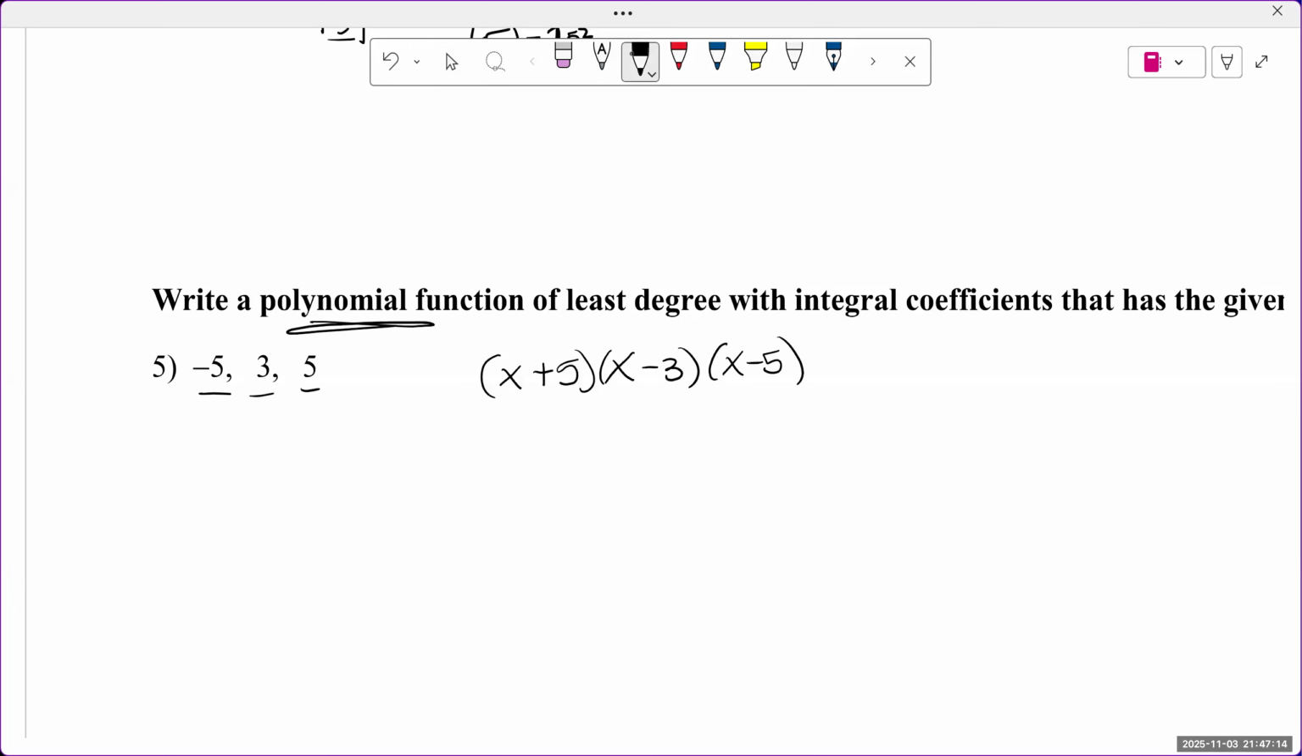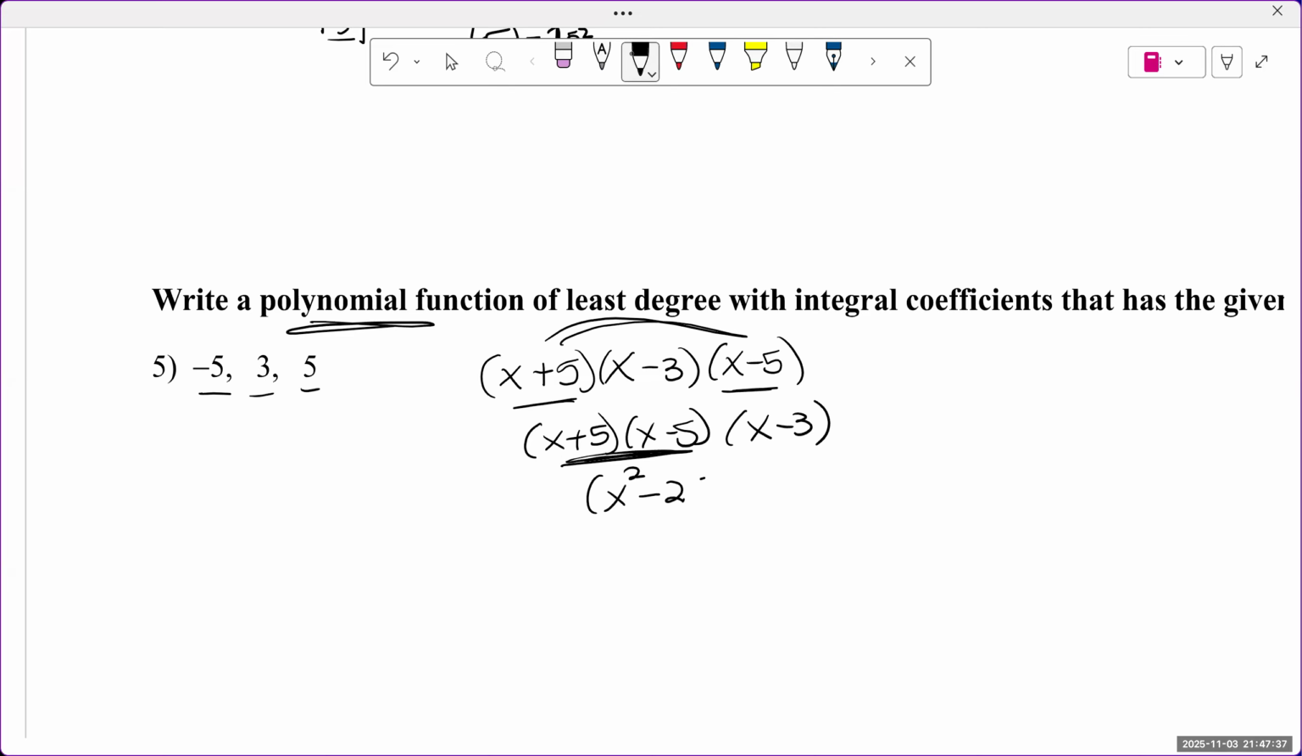Okay, so we want a polynomial. We are going to need to multiply those together. Now, I see that those two would be easy to multiply together. X plus 5, x minus 5. That's the difference of two squares. So this is x squared minus 25.